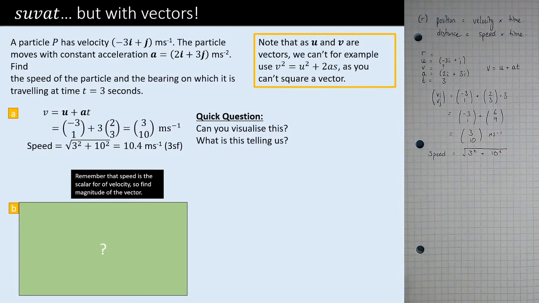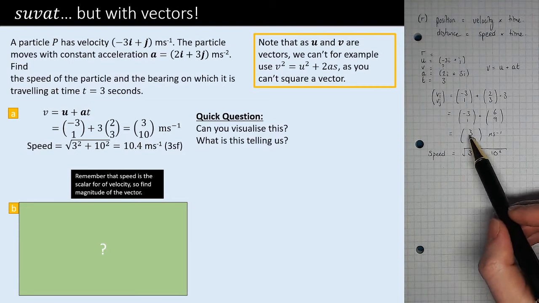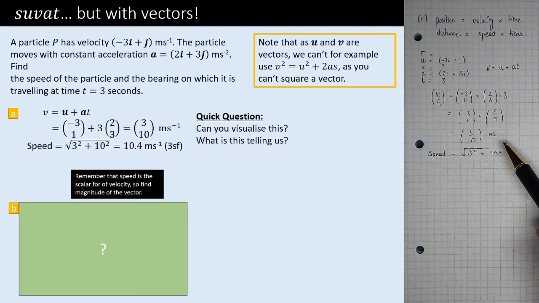Which is as we've got on screen. Now for the second part, we want to find the bearing on which it is travelling. This is again some of the stuff that you would have done with thinking about vectors, but just using a slightly different context perhaps. This is travelling 3 steps across and 10 steps up for every second that goes past.